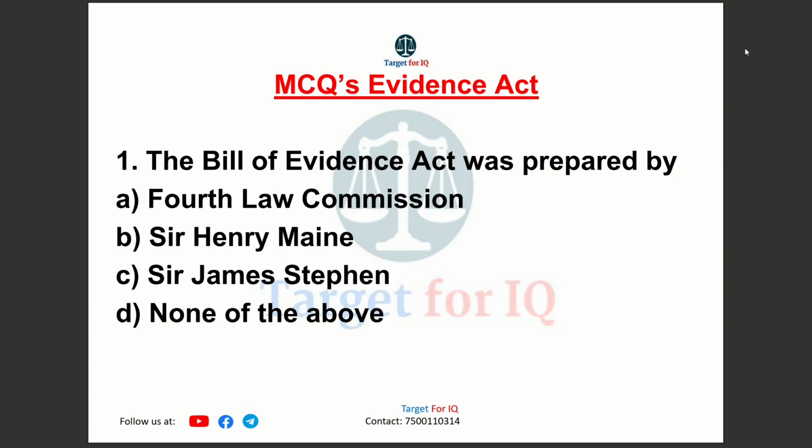Question number 1. The Bill of Evidence Act was prepared by option A, Fourth Law Commission, option B, Sir Henry Maine, option C, Sir James Stephen, option D, none of the above. The correct answer to this question is option C, that is Sir James Stephen.